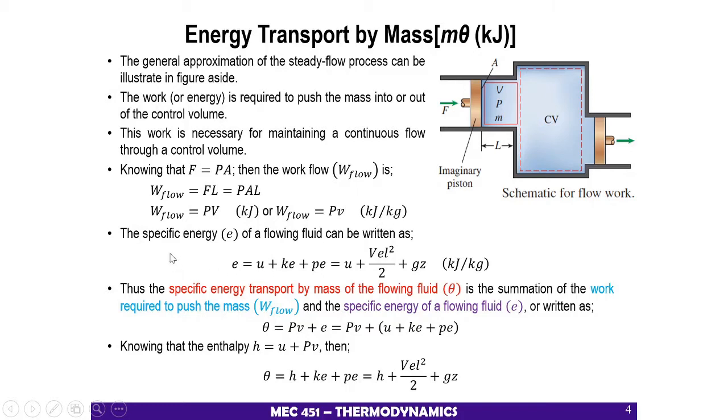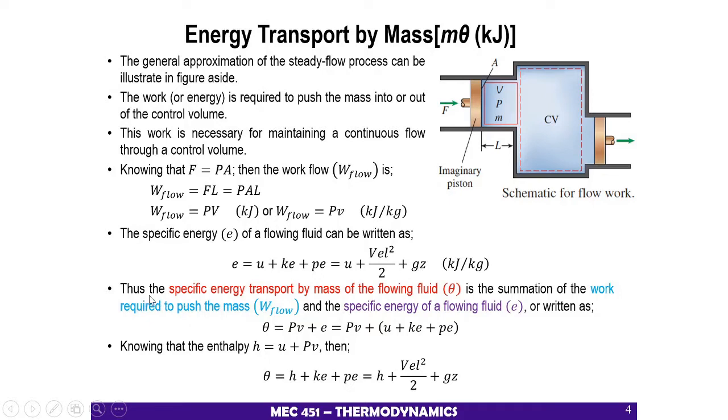The specific energy of a flowing fluid can be written as total energy equals internal energy plus kinetic energy plus potential energy, which is your internal energy u plus vel squared divided by 2 plus gz, gravity times height.